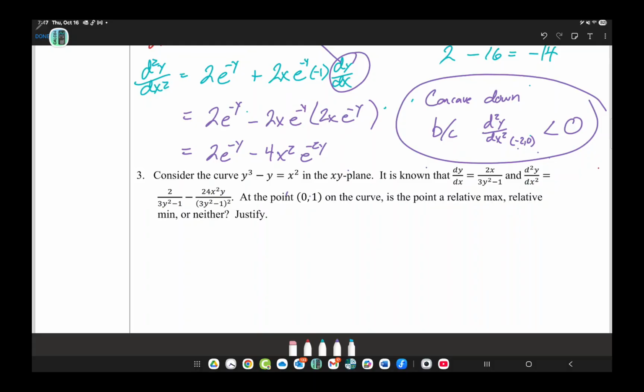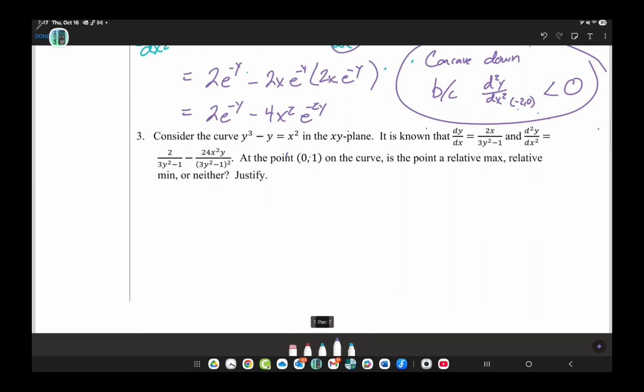We plug it into the first derivative because we do need to know if it is equal to 0. If we plug that in and get 0, we know it's a relative extrema. And if we plug it into the second derivative and get a negative, we know it's concave down, so it's a max. Or if we get positive, it's concave up, which makes it a minimum. So we're just going to plug this into both. First, we find dy dx at (0, 1). So plug that in here.